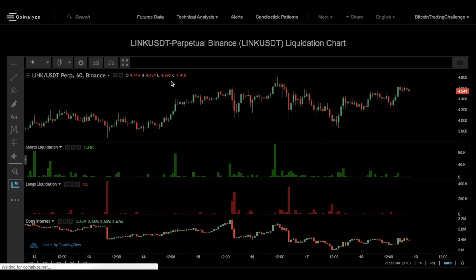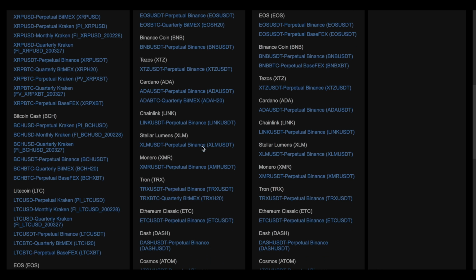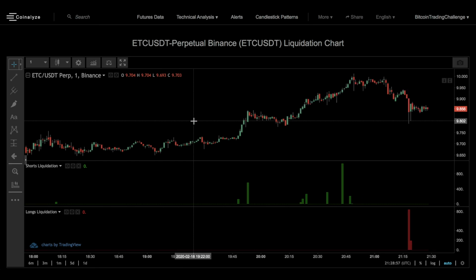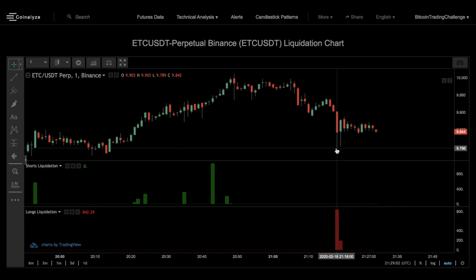Now, this is not just LINK. We can also go to something like ETC. We can look on the 1 minute and look for just how well this could have worked as scalping, and also macro. So on the 1 minute, you can see just some beauties already, like 842 ETC liquidated in 1 minute, and price bounces up a little bit.